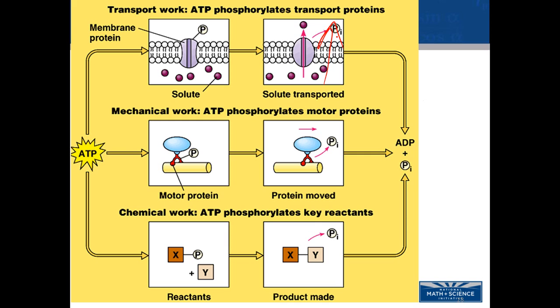ATP can also be used in mechanical work. When you put a phosphate onto a particular protein, that protein may become unstable. And when it becomes unstable, it may change shape and it may contract, allowing some sort of movement to take place. ATP is also involved in chemical work. As we just saw with glucose and ammonium, we can transfer phosphate from one molecule to another, and we may actually join two molecules and make some sort of a product.